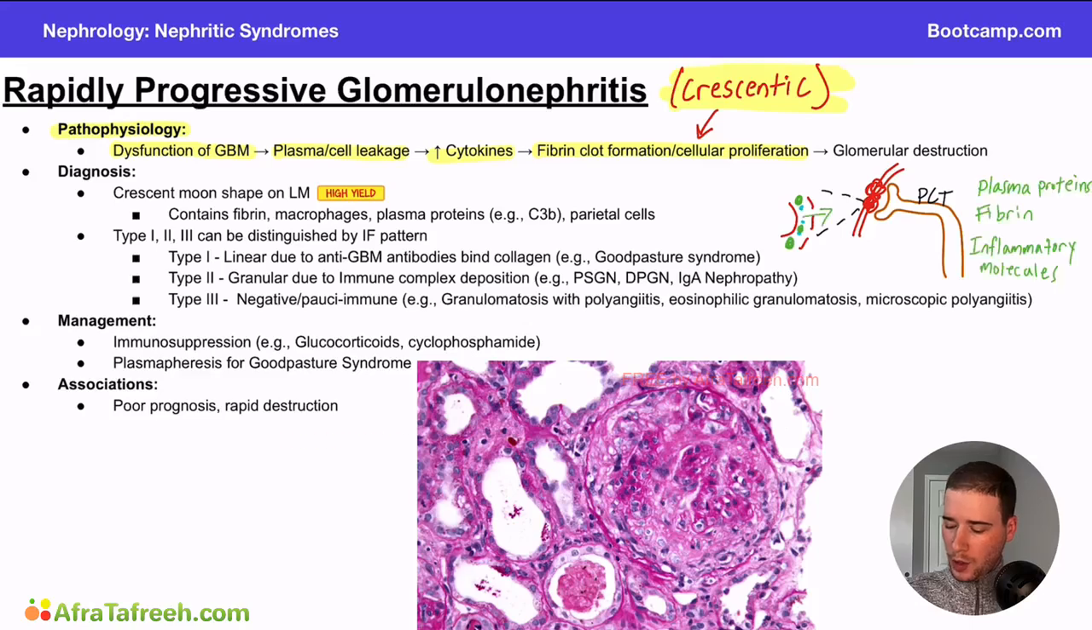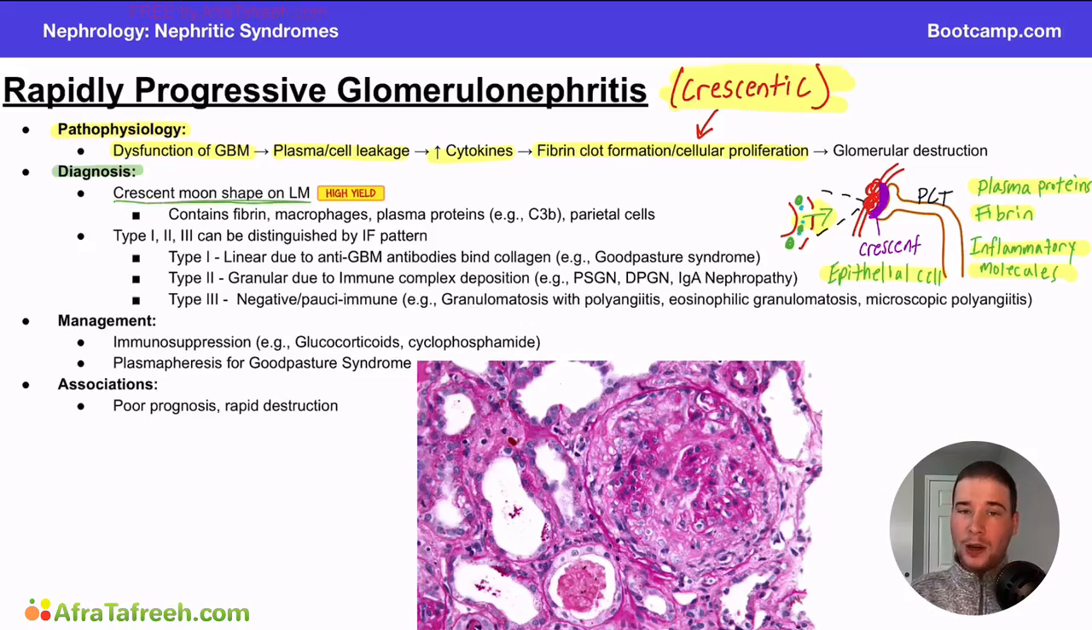So these larger green molecules passing through our now damaged barrier can include things like plasma proteins, fibrin, or inflammatory molecules. This can also include other things such as epithelial cells, and essentially the combination or the release of these molecules and the proliferation of our epithelial cells creates a classic crescent-shaped structure in the glomerulus. And that's what we can see when we're working up patients and we're looking at our diagnostic criteria: this crescent moon shape on light microscopy.